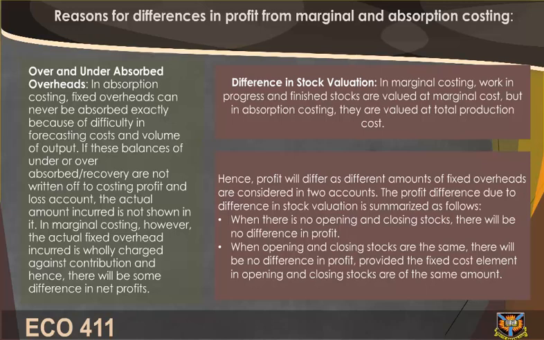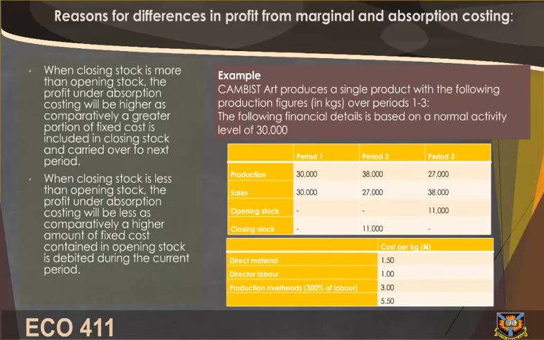When there are no opening and closing stocks, there will be no difference in profit. When opening and closing stocks are the same, there will be no difference in profit, provided the fixed cost element in opening and closing stocks is of the same amount. When closing stock is more than opening stock, the profit under absorption costing will be higher, as comparatively a greater portion of fixed cost is included in closing stock and carried over to the next period. When closing stock is less than opening stock, the profit under absorption costing will be less, as comparatively a higher amount of fixed cost contained in opening stock is debited during the current period.